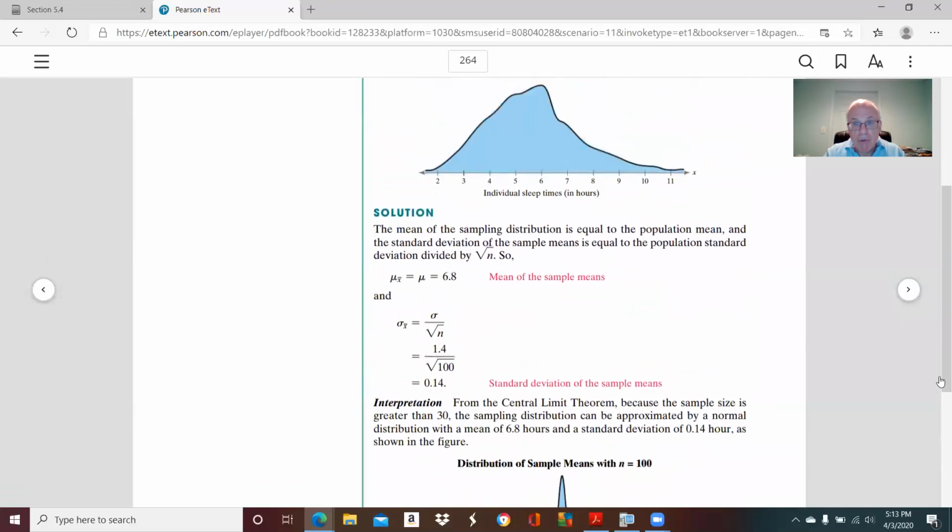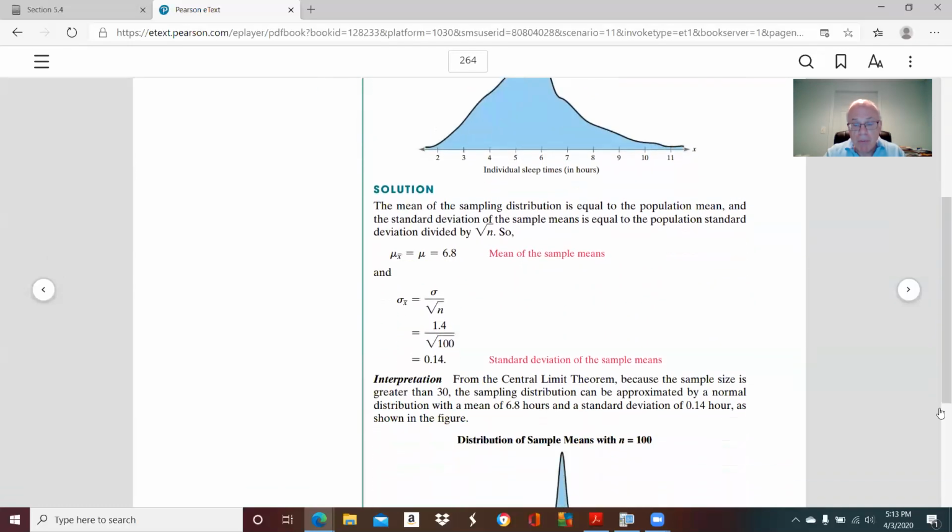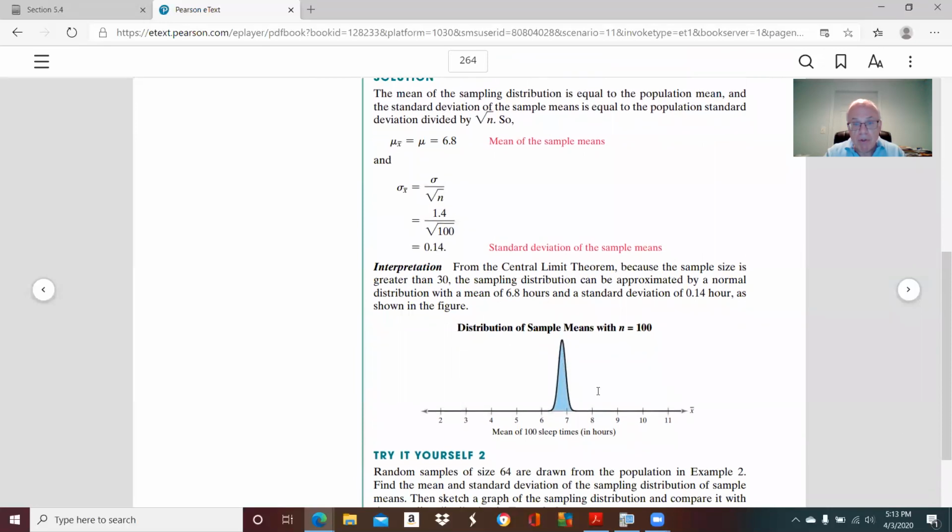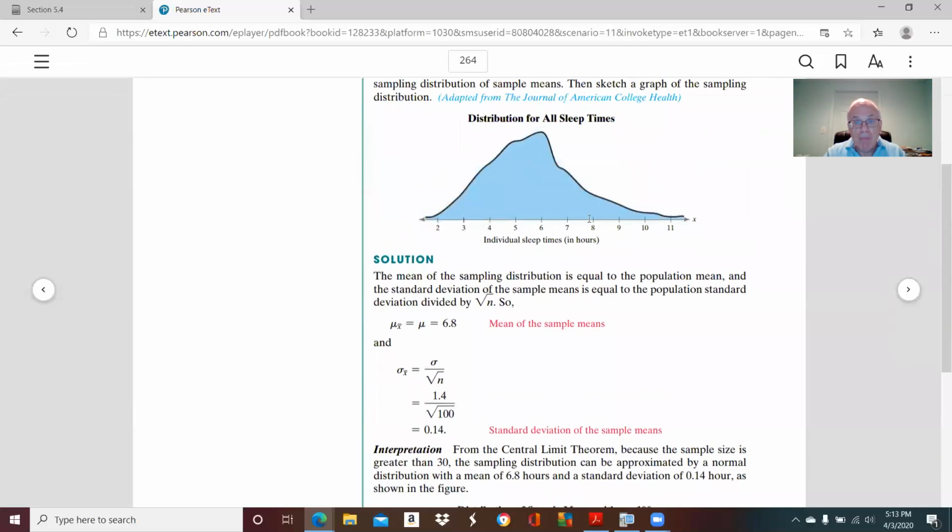And because the sample size is 100, you can assume that the distribution of the sample means, the sampling distribution, is going to be approximately normal. You will have the 6.8 mean, which is right in the middle here, but it will have a much narrower standard deviation. It's 0.14, as opposed to a much wider one for the population, which is 1.4.